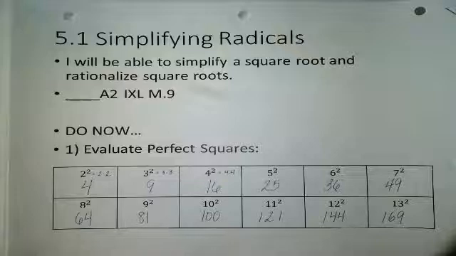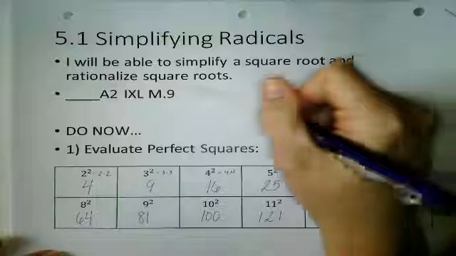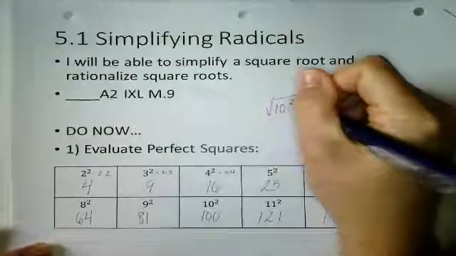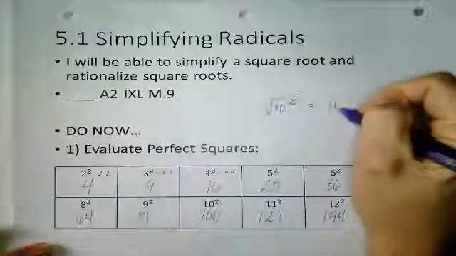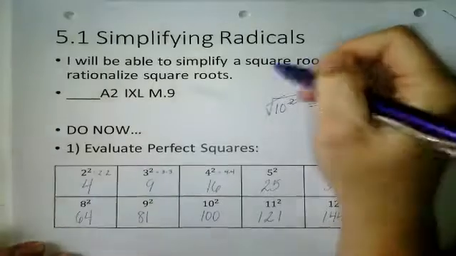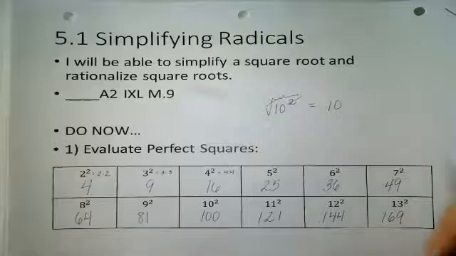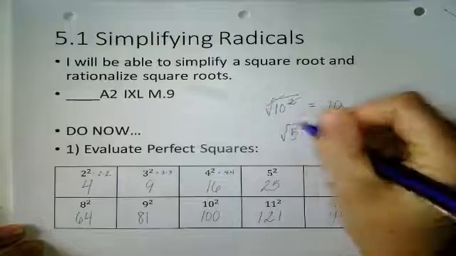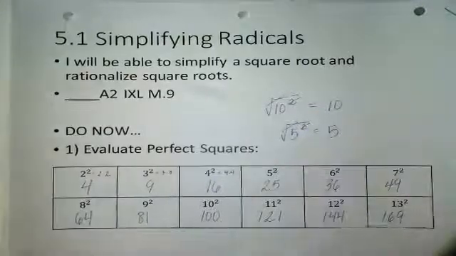A square root undoes a square. The square root of 10 squared, the square root and the square cancel out, leaving 10. They undo one another. So the square root of something squared just cancels out. That's really kind of cool. The square root of 5 squared leaves 5 because the root and the power cancel each other out.